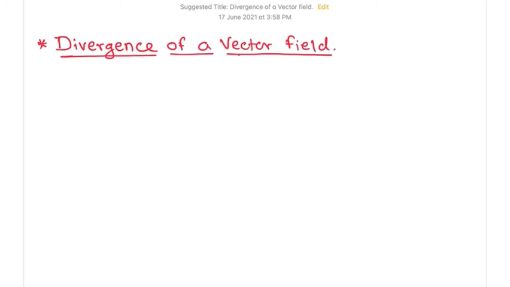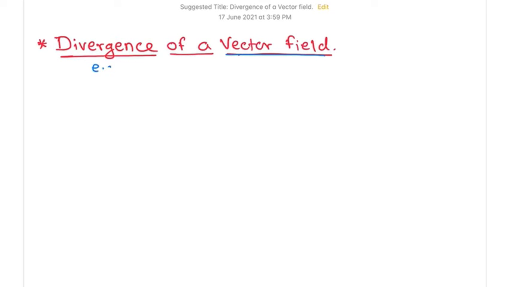Today we start divergence of a vector field. Now, what is a vector field? Every point in the space is completely assigned by a vector quantity. That space we call a vector field.